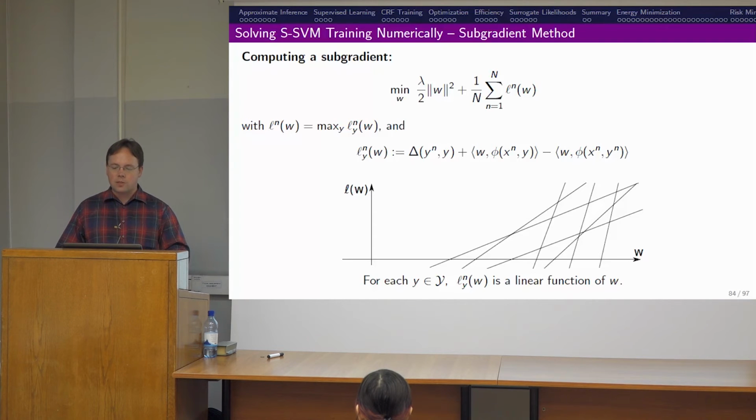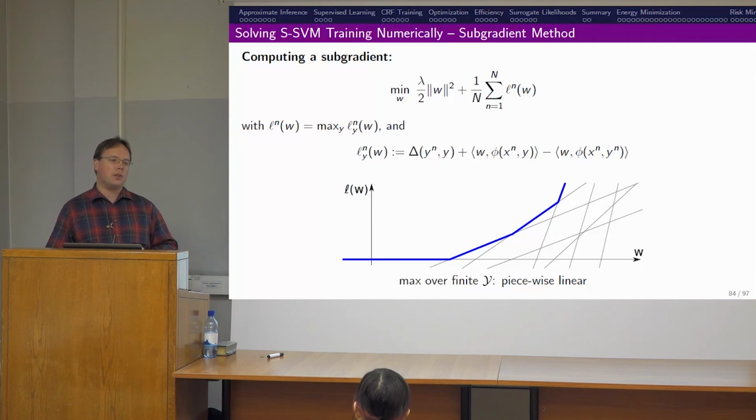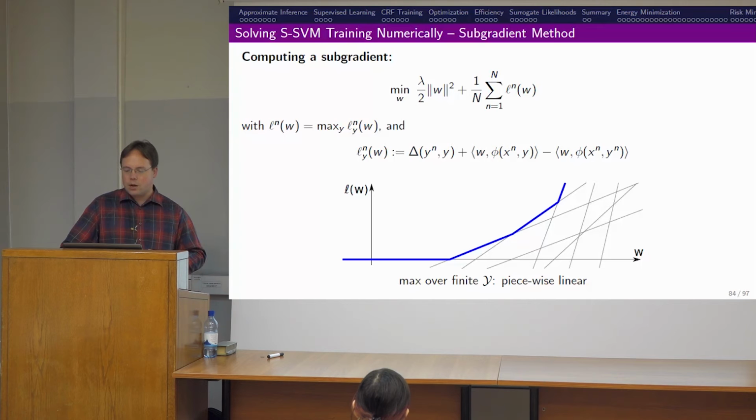And now what is my loss? My loss is the maximum over those. So this guy is the function that we want to minimize for one example. So as you see, it has exactly that form. It's nice and convex, but it does have non-differentiable points. So we cannot always compute gradients. Can we compute subgradients? Turns out, yes, it's not so hard.